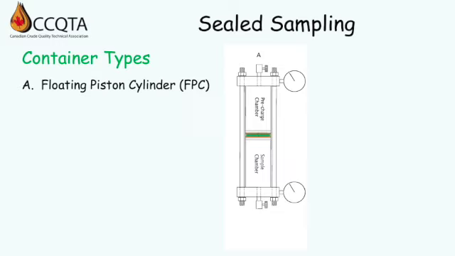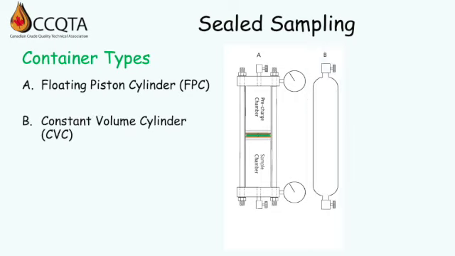The pre-charge chamber is filled with an inert gas such as nitrogen, argon, or helium, etc. This is used to provide back pressure to maintain the product in the sample container in a single-phase state throughout handling. The traditional constant volume cylinder, or CVC, is also sometimes referred to as a sample bomb. It is simply an open chamber with sealing valves on both ends. These are commonly used for gas sampling.